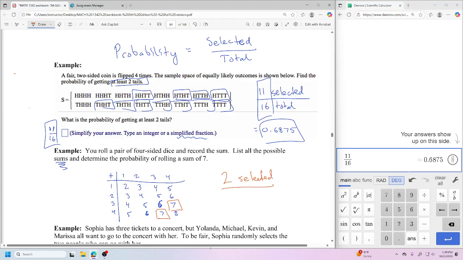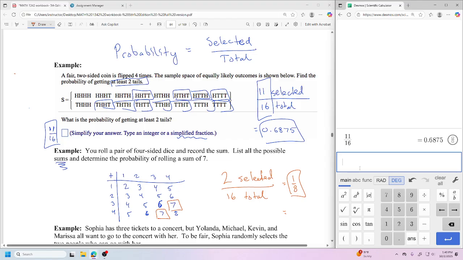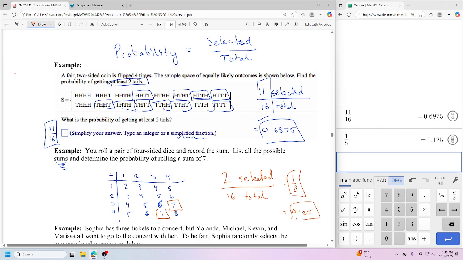16. 4 times 4 is 16, right? 16 total. And so I guess that's like 1/8, or again, decimal wise, they're going to go back and forth all this time about decimals and fractions. There you go. Cool? Okay. So you don't have to do it that way.